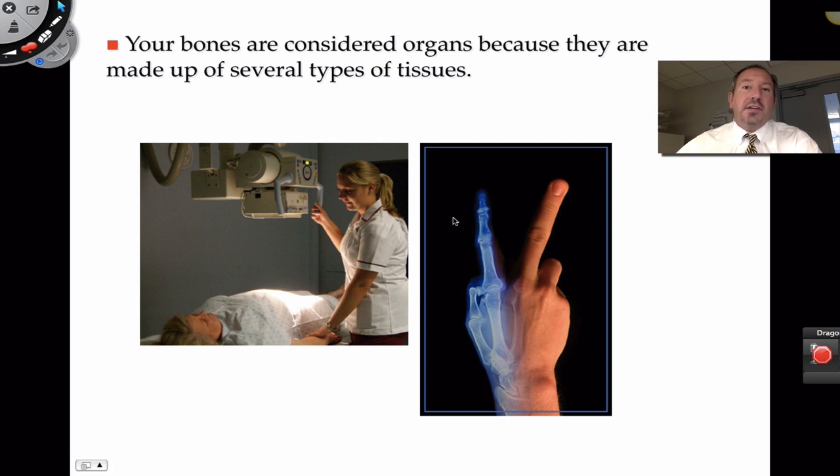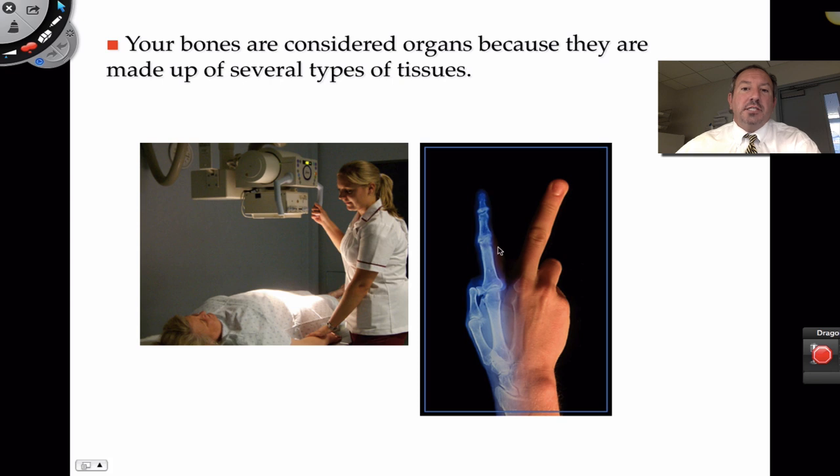Bone is a type of connective tissue, but bone in itself is considered to be an organ because it's composed of more than just one tissue type. So in addition to bone, there's nervous tissue in the bone, there's blood in the bone, and of course there's adipose tissue in the bone. All of those tissues constitute the fact that bone is considered to be an organ.